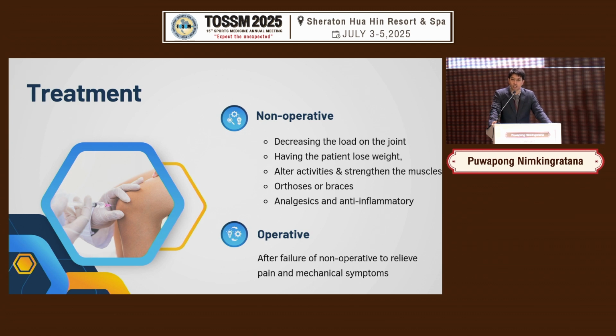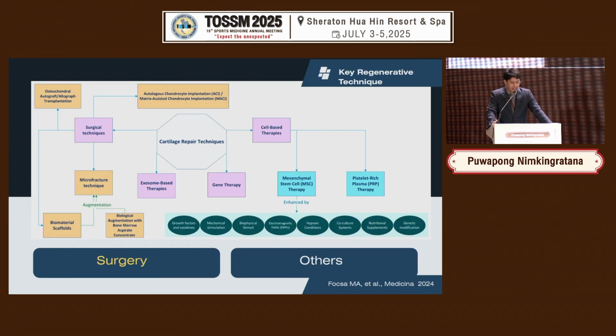However, if we cannot deal with that, we have to think about operative treatment, which is going to be the second goal after we try non-operative treatment for a while. There are several strategies that we have to deal with the cartilage, not especially the cartilage at the knee. You can use this strategy with the whole area of the cartilage. However, when we focus on the knee, we might think about two things: surgery and non-surgery.